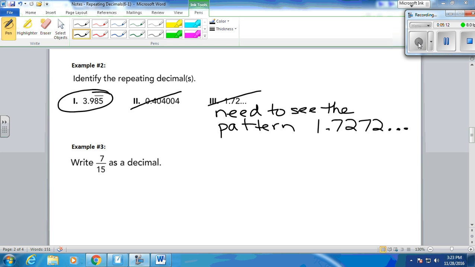And number two, we see a pattern, but it's not the same block of digits that are repeating. If it had been 404040, then that would have shown repeating digits, but that's not what it shows.